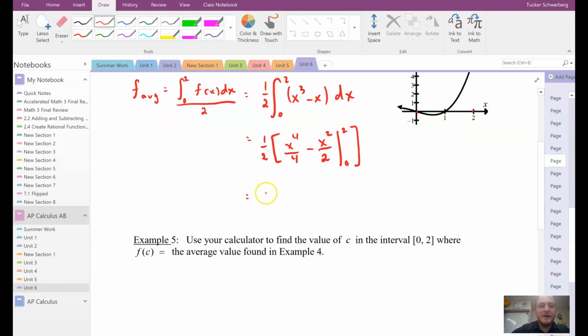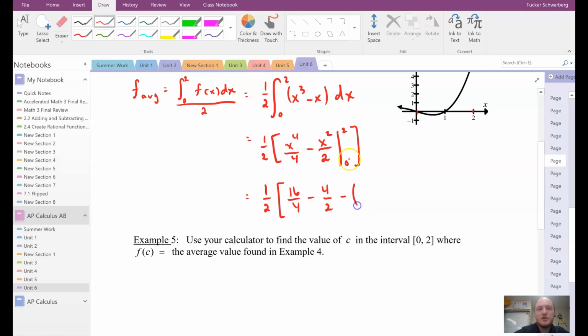So I'll go ahead and evaluate. Again, notice I'm keeping track of that 1/2. That 1/2 that we factored out, I'm not losing. I plug in 2, so 2 cubed would be 16/4, minus 2 squared is 4 over 2.